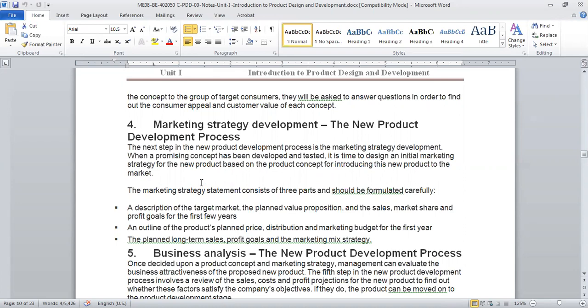Then we will start to develop the marketing strategy. The next stage is basically marketing strategy. It consists of basically three parts. The first is the description of the target market, so where you want to sell your product. Then the value proposition, how much it will cost, sales, market share, how much you will get, and what the different profits are. All this calculation of profit, sales, margin, and costing will be done in this step. An outline of products, planned price, distribution, and marketing budget.